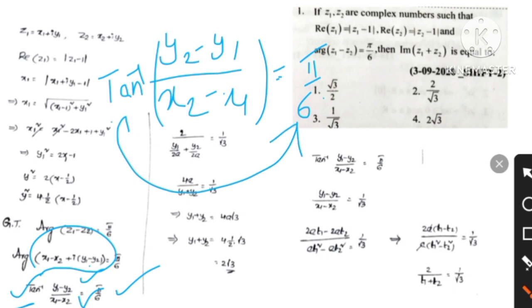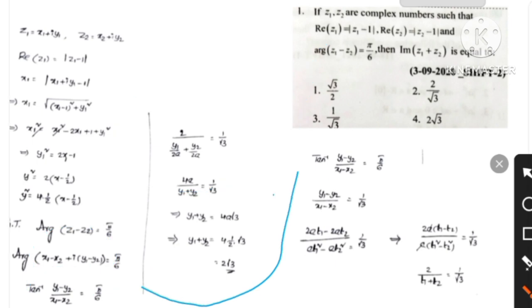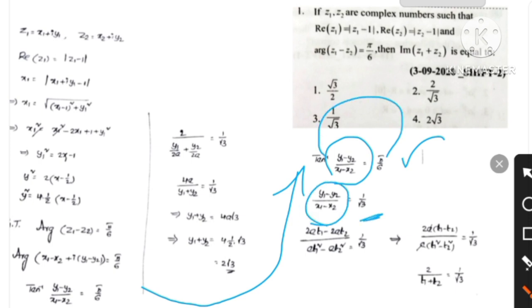In the next step, write this tan inverse to the other side, that becomes tan pi by 6. That is, tan inverse of (y1 minus y2) by (x1 minus x2) is equal to pi by 6. That is (y1 minus y2) by (x1 minus x2) is equal to tan pi by 6. Tan pi by 6 is equal to 1 by root 3. Okay, in the next step, see here.